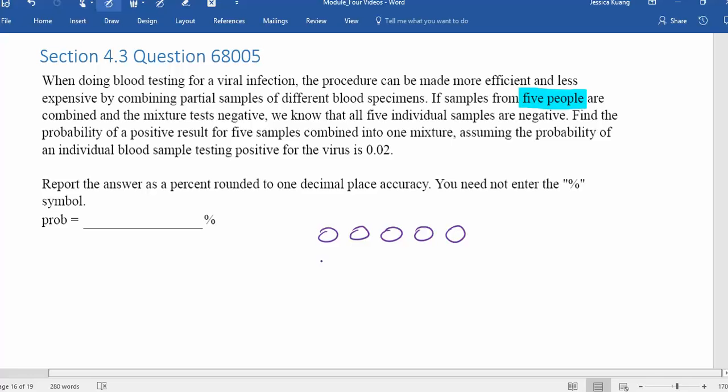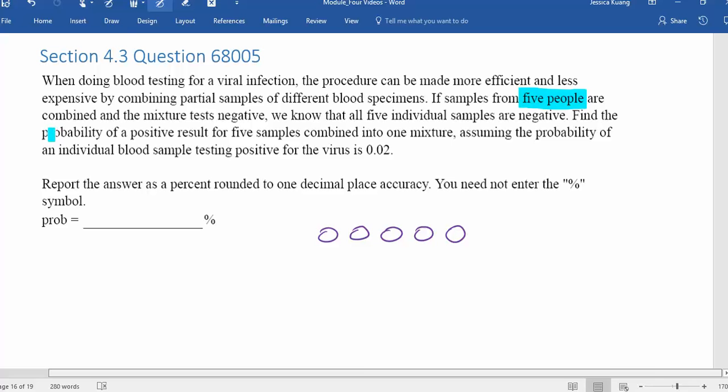If none of them have been infected, then the result will be negative. That means the first person is not infected, the second person is not, the third person is not, the fourth person is not, and the last person is also not infected. So that also means that if any 1 or 2 or 3 or 4 or all of them are infected, then the result will be positive. So that's what that second sentence tells us.